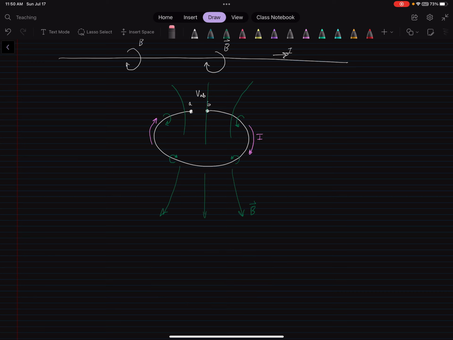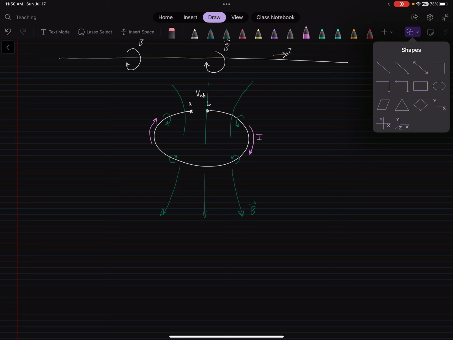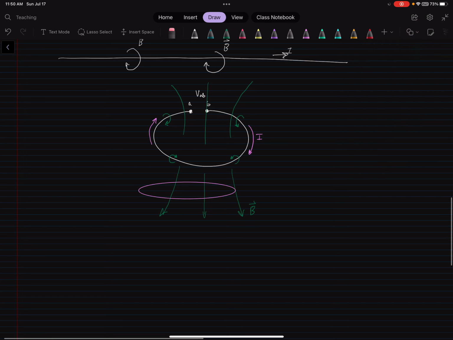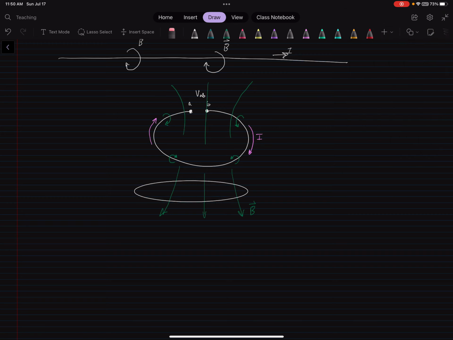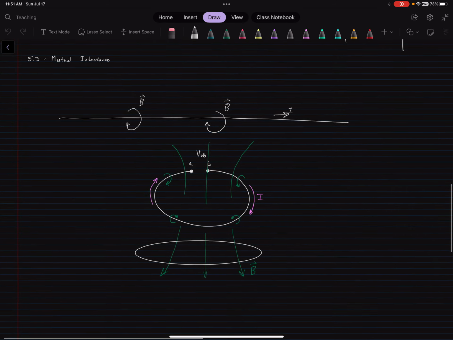So I'm going to bring this guy closer, just so that it's more clear that there is magnetic flux from the other ring here, right? And what did I use?